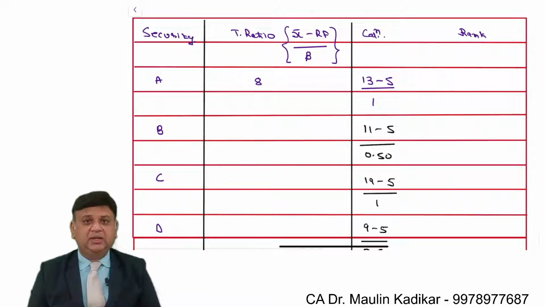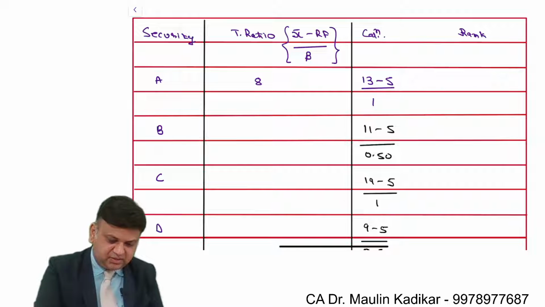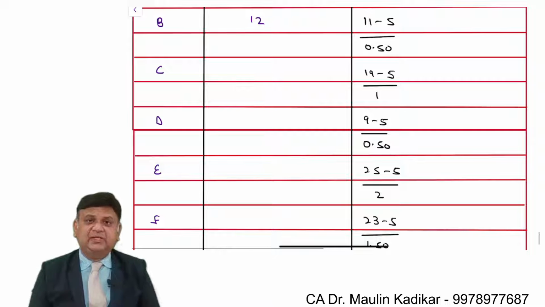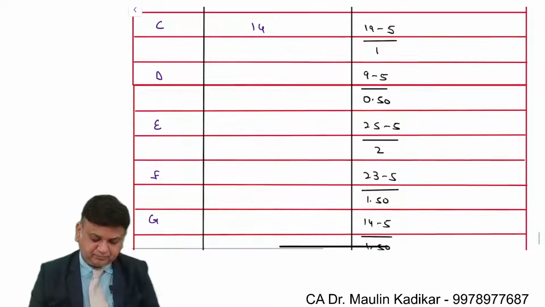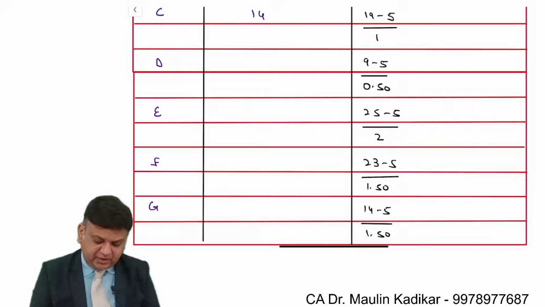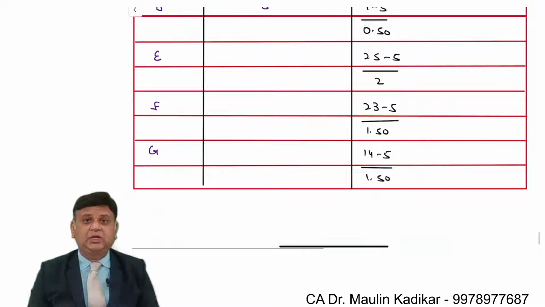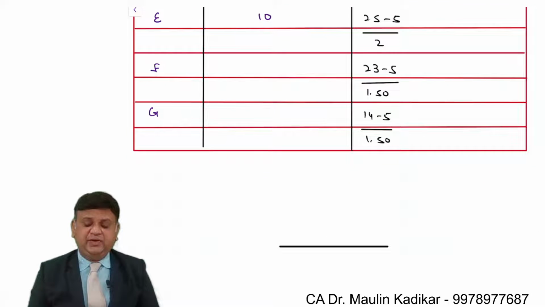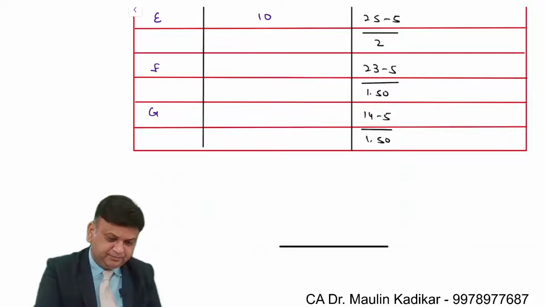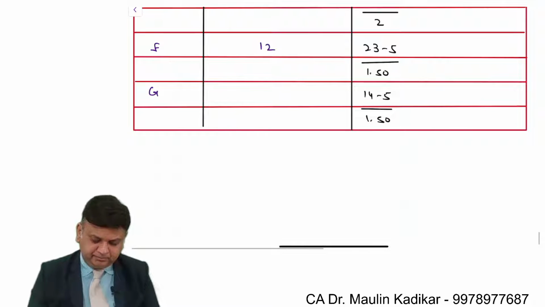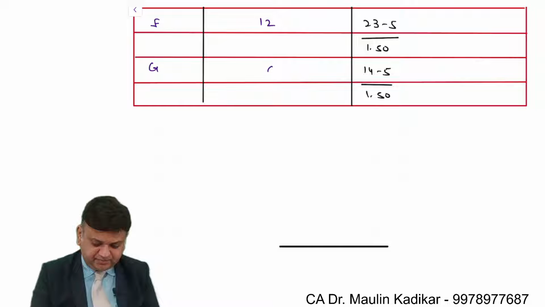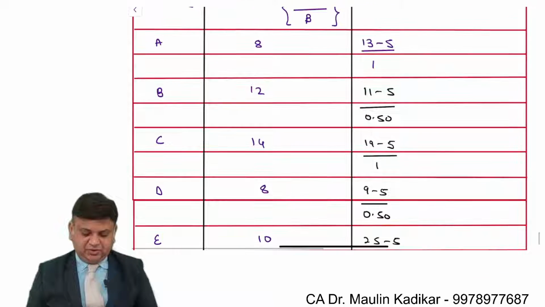Okay. Now, let us perform the answer. 11 minus 5, 6 divided by 0.5, that comes to 12. 19 minus 5 is 14, 14 upon 1 is 14 once again. 9 minus 5 is 4, 4 divided by 0.5, that comes to 8. 25 minus 5 is 20, 20 divided by 2 is 10. 23 minus 5 is 18, 18 divided by 1.5, it is 12. 14 minus 5 is 9, 9 divided by 1.5. That comes to 6. This is the way we are required to make the calculation.